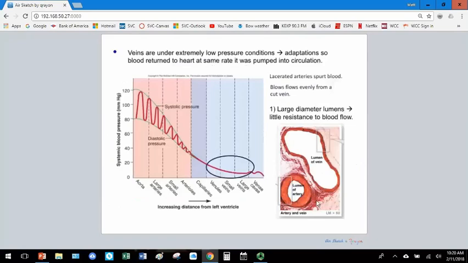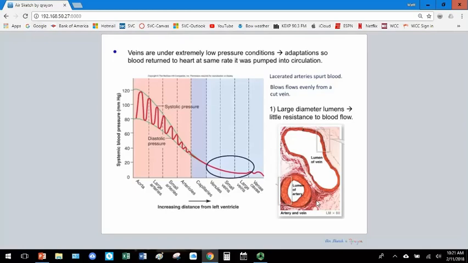Now here we're looking at systemic blood pressure, and here we have the aorta, and the aorta, not surprisingly, is under the highest pressure. This is systolic pressure, this is diastolic pressure right there. And then as you travel further away from the heart, the pressure in these vessels goes way down. And so by the time you get to the venous system, we're under extremely low pressure here. And that's a problem because we need to return this blood to the heart. Okay, and if it's under low pressure, then it's going to have trouble doing that. And so there's some modifications that are made to help return this venous blood to the heart.